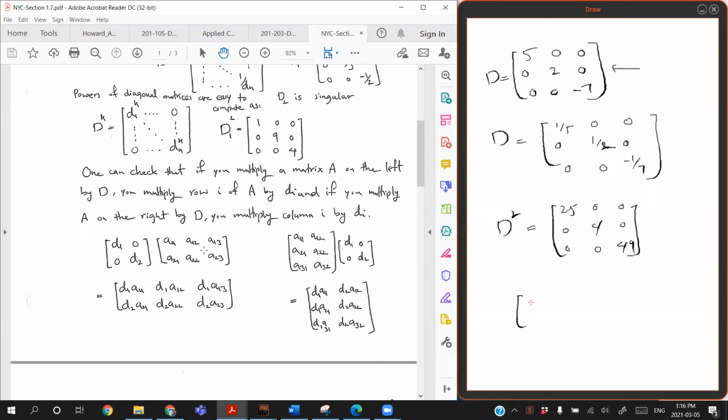For example, if I have the diagonal matrix 2, 0, 0, -3, and I want to multiply that by a 2 by 3 matrix, 1, 2, -1, 5, 2, 8. If I know this rule, I know that it's as if I'm multiplying the first row by 2, so I get 2, 4, -2, and the second row by -3, so I get -15, -6, and -24.